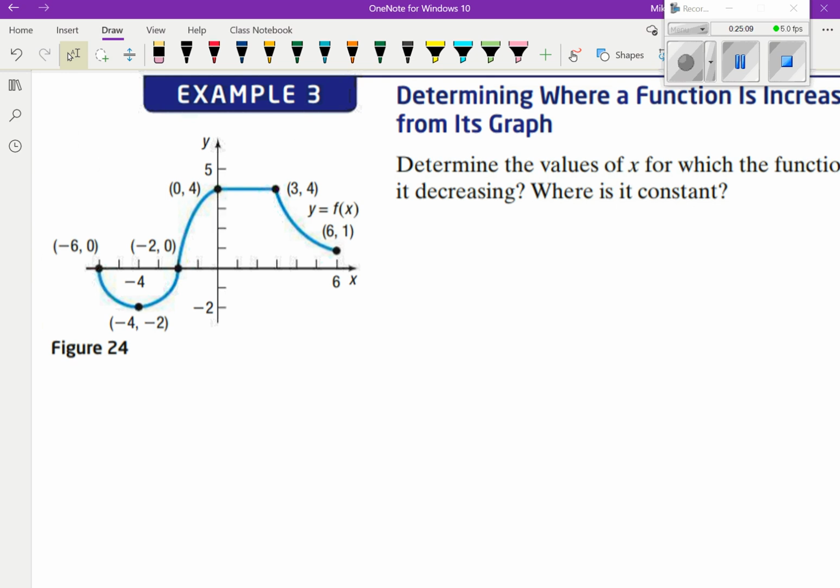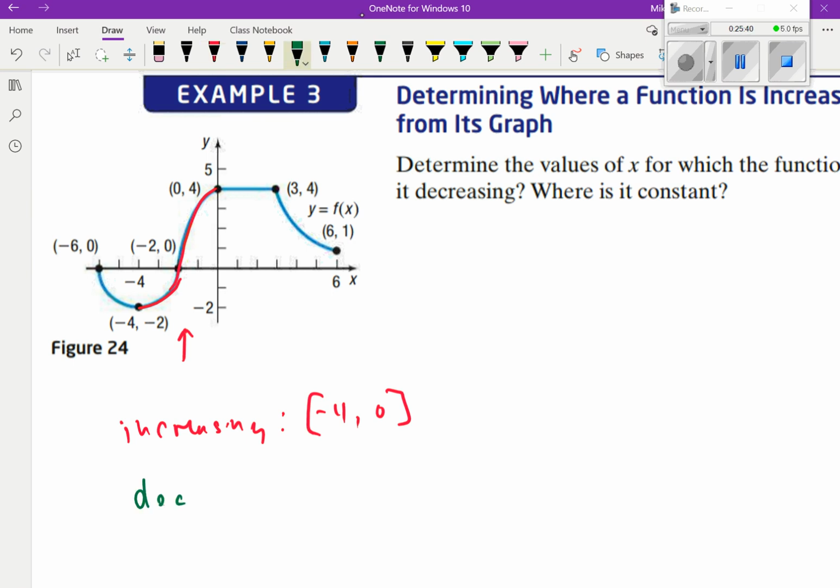So as we take a look at some graphs over here, where are we increasing? Let's do increasing first. So where are we starting to go upwards? From -6 to -4, we're going down, but from -4 up here, it looks like that piece is where we're increasing, and that's the only spot where we are increasing. So we're increasing between -4 and 0.